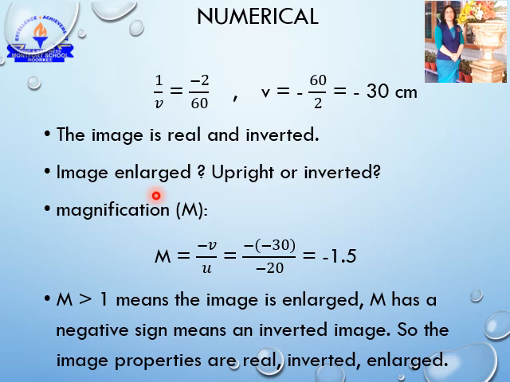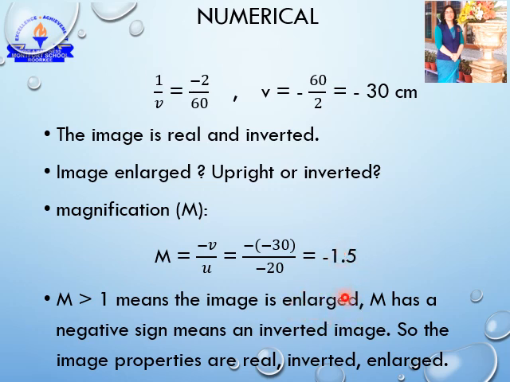Is the image formed enlarged, and is it upright or inverted? This can be found with the help of the magnification. We know the formula for magnification is minus v upon u. If we put the value of v here, which is minus 30, so minus and minus becomes plus and u is minus 20 here, and the answer for magnification is minus 1.5. Now 1.5 shows that the image formed is larger than the object. How many times larger? 1.5 times larger. So the image formed is enlarged.